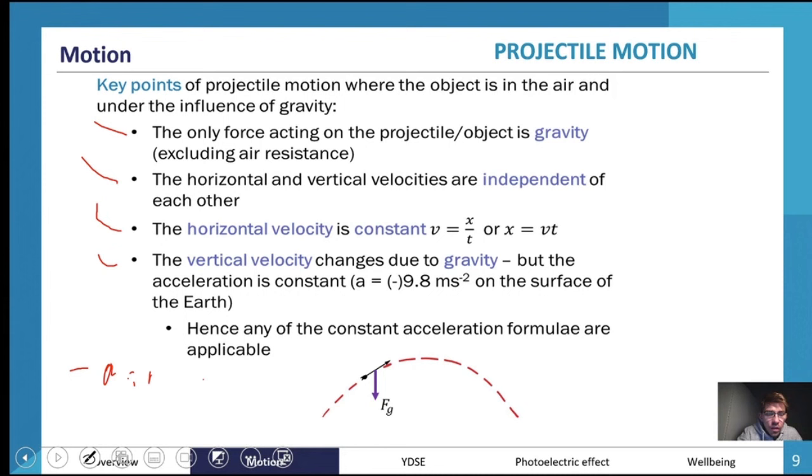How does air resistance affect the projectile? Air resistance reduces the range and the height that the projectile can reach. That's what air resistance does. So that's one point from the study design that we've addressed.